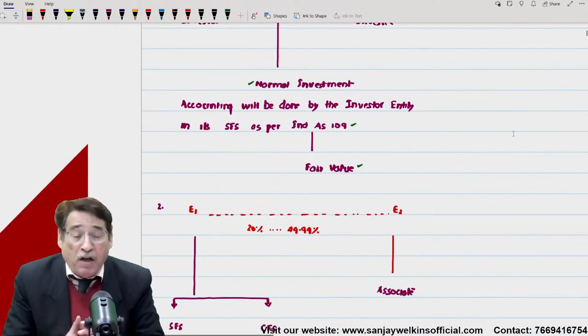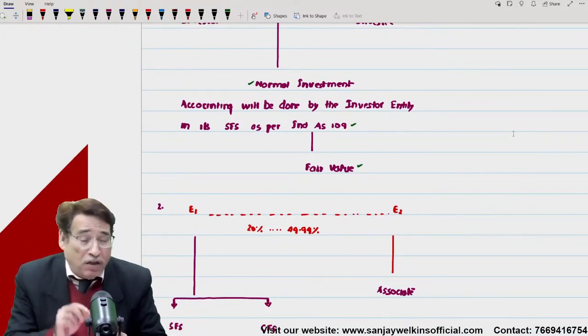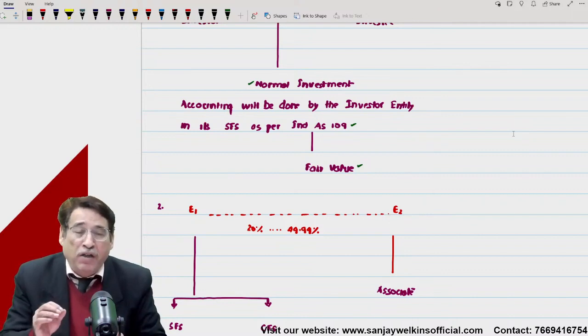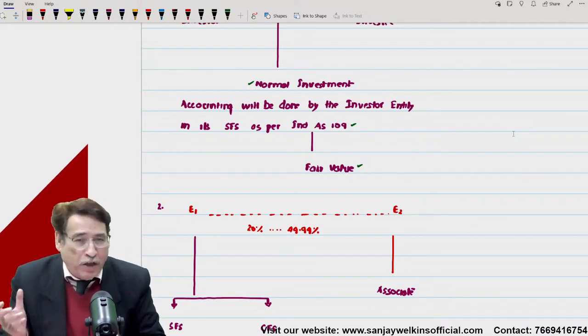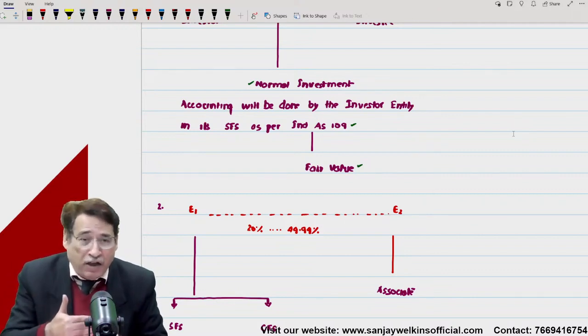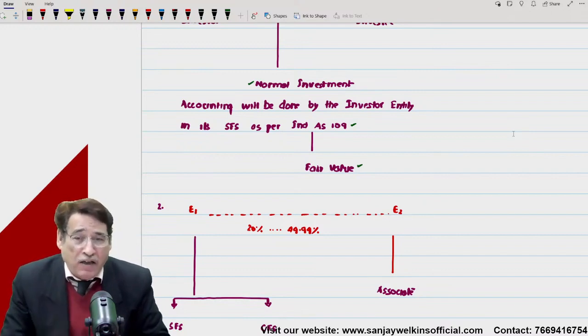And importantly, under this, the investor is going to account for the investment in the separate financial statement only and as per Ind AS 109. And Ind AS 109 states that investments must be recorded at fair value. Is it clear to you?